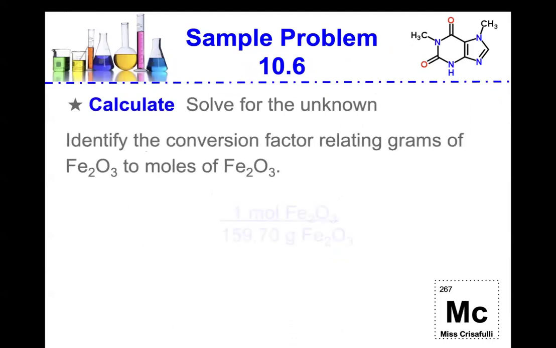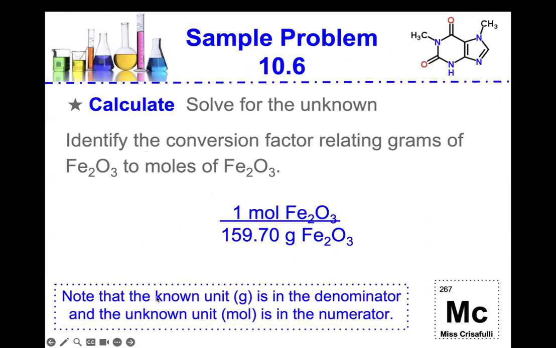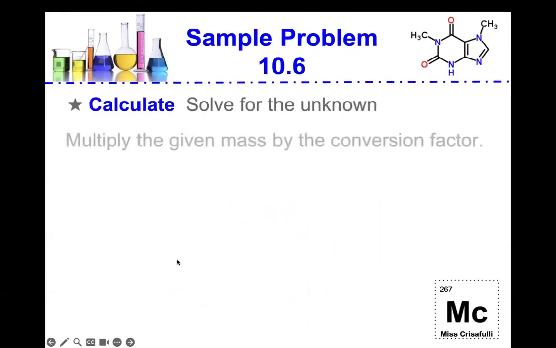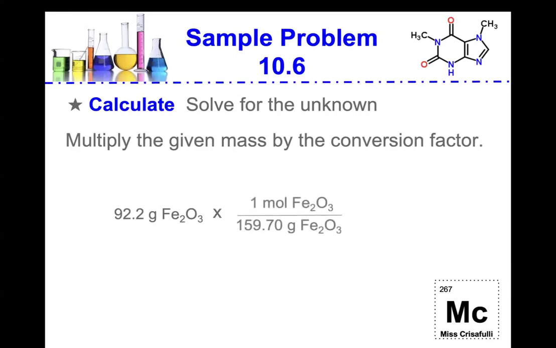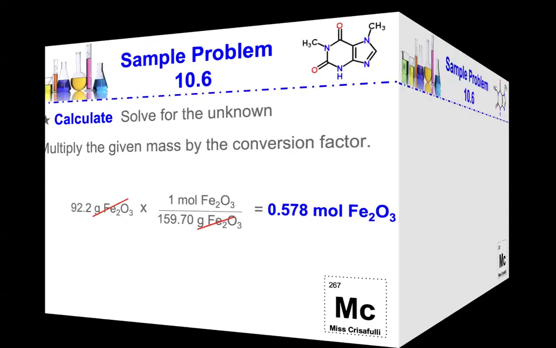Then, solving for the unknown, we use that conversion factor. 1 mole of iron oxide is equal to 159.7 grams of iron oxide. We need to note that the known unit, grams, is in the denominator and the unknown unit, moles, is in the numerator. Solving for the unknown, we multiply the given mass by the conversion factor. So we're given 92.2 grams of iron oxide, but we'll multiply it by the conversion factor, making sure we put grams of iron oxide in the denominator so that they'll cancel out. So the number of moles in 92.2 grams of iron oxide is 0.578 moles of iron oxide.